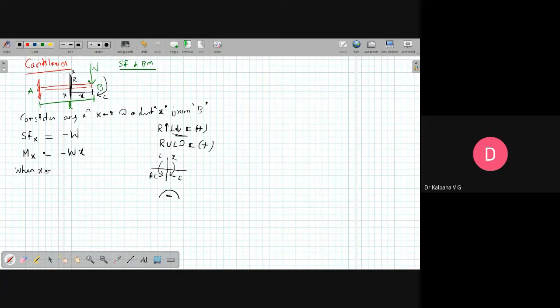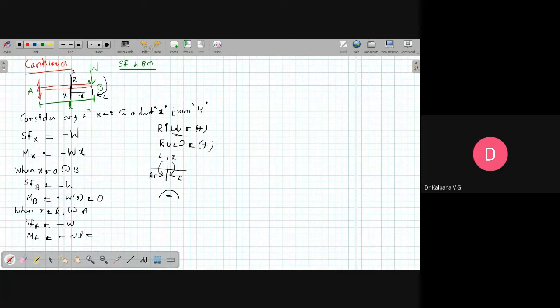When x equal to 0, that is the section moves over B, what is the shear force at B? In the general equation, wherever x is there, x is replaced by 0. In the shear force there is no x. Hence, shear force at B equals minus W. Bending moment at B, MB, equals minus W into 0. Hence, moment at B is 0. And when x equal to L, that is at A, shear force at A equals the same value, minus W. Moment at A equals minus W into L, so the answer is minus WL.